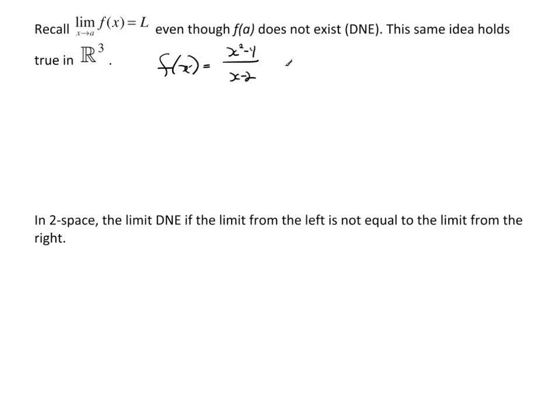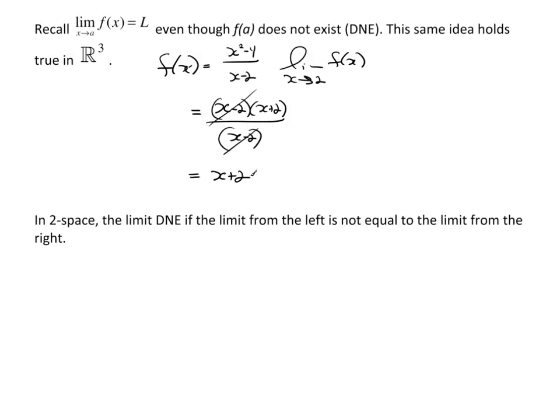And what I'm interested in is I want to know what the limit is as x approaches 2 of f of x. Well, clearly at 2 I have 0, right? As x approaches 2, what I actually end up with is 0 over 0. So I can think of this as being equal to x minus 2 times x plus 2 over x minus 2. Clearly the x minus 2's cancel, and I end up with simply x plus 2.